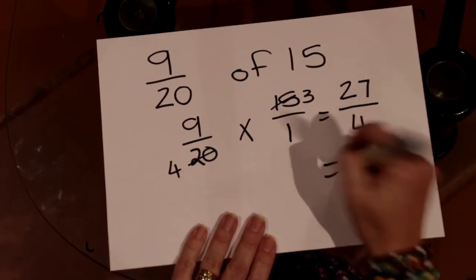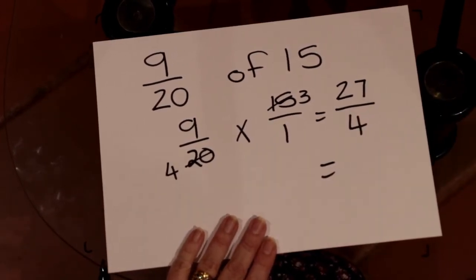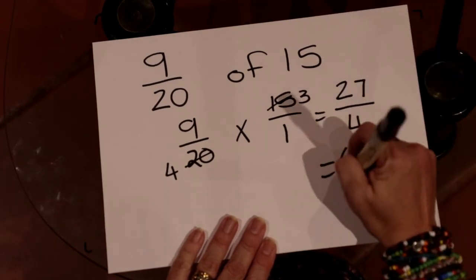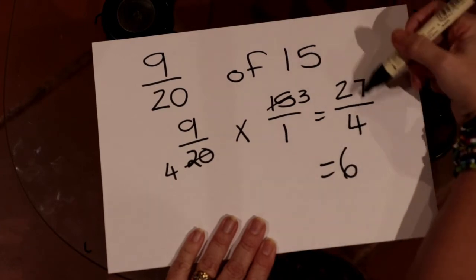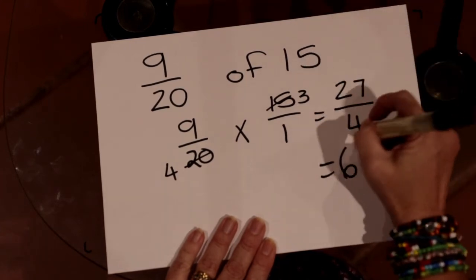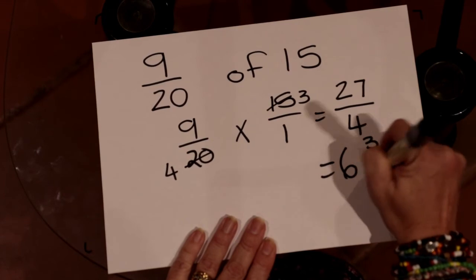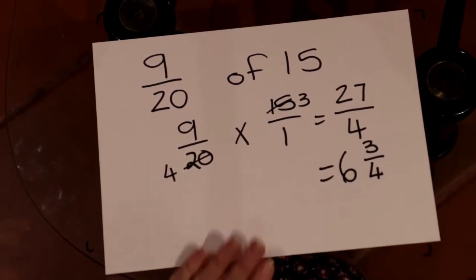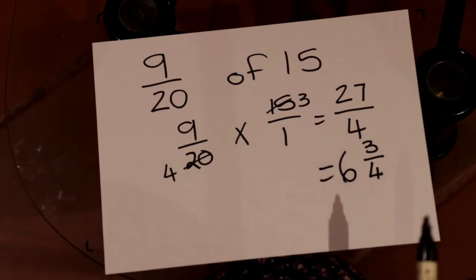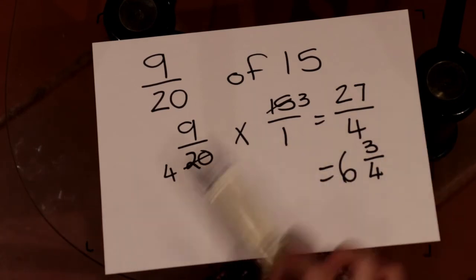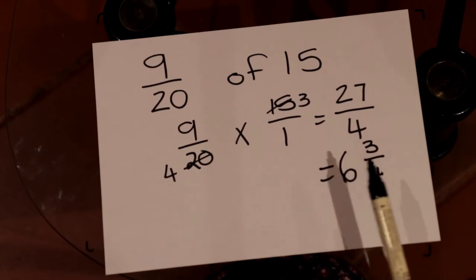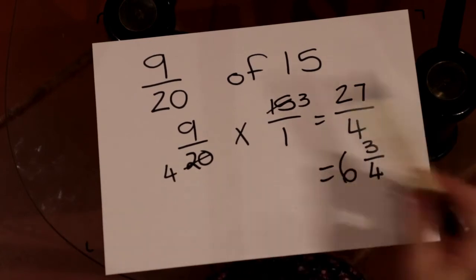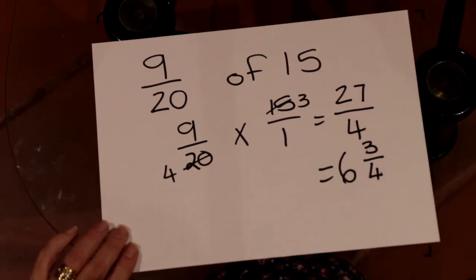I can't leave it as an improper fraction. I have to make it a mixed number. Okay, how many 4s are there in 27? There are 6. 6 times 4 equals 24. In other words, my remainder is 3, and I write it over the 4, which was my original denominator. So my answer is 6 and 3/4. Like you see now, you start getting answers that are mixed numbers, which you never had previously. So that is why you have to use this method, otherwise you're not going to be able to get to that answer.